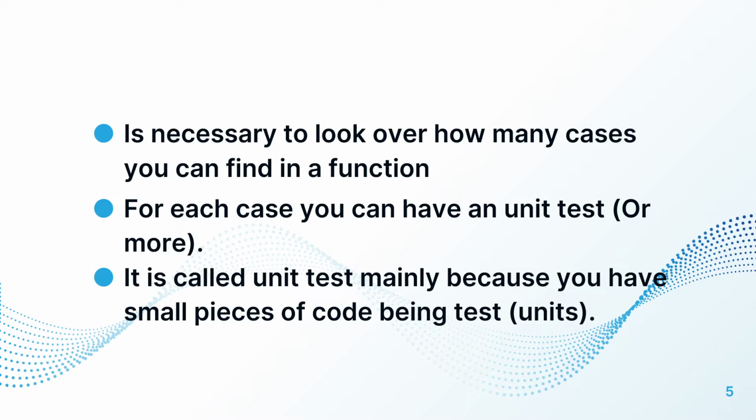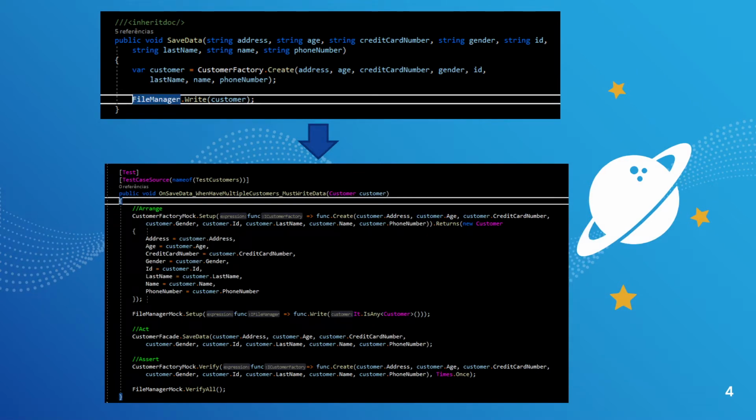It's necessary to look over how many cases you can find in a function. As I said before, you need to have this kind of vision. You need to verify how many cases you can find. The more unit tests you have, the better for our code. In this case, we can identify one, but in other cases, you can identify more.